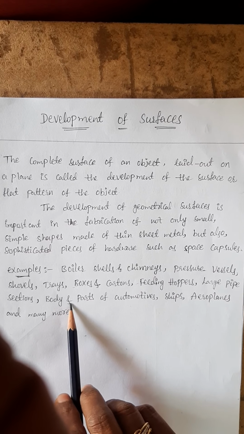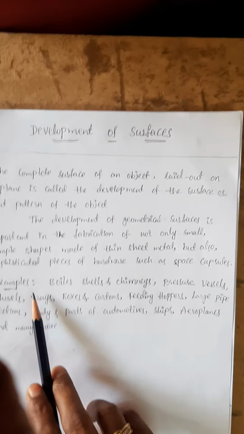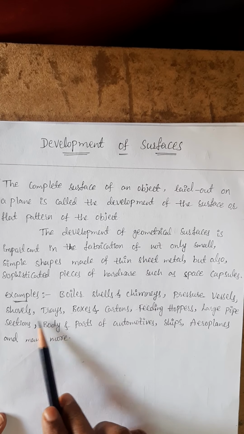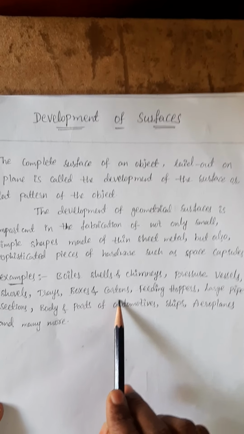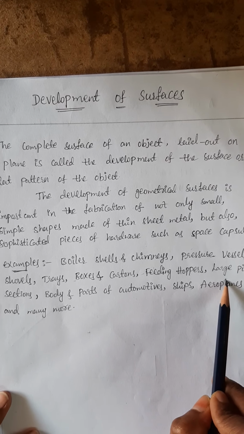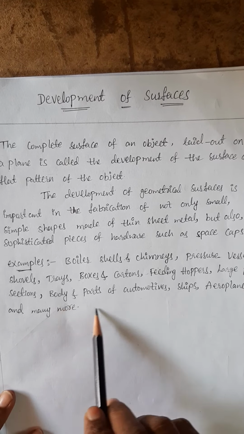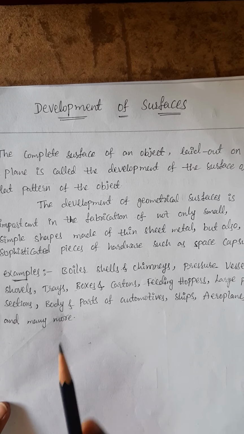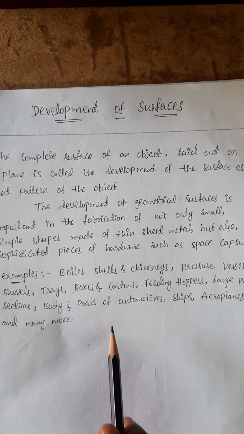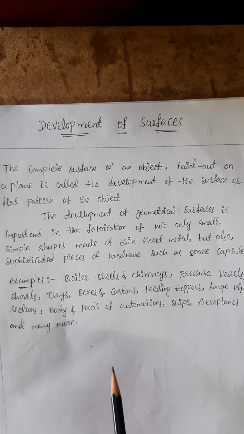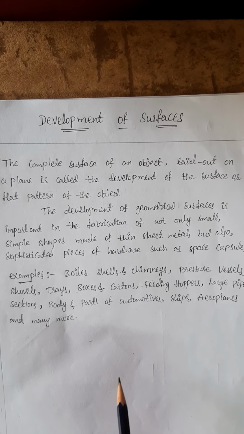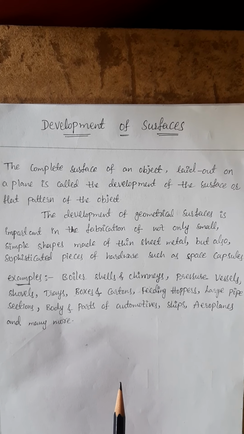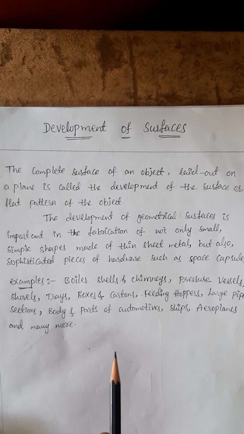What are the examples of this development of surfaces? Boiler shells, chimneys, pressure vessels, shovels, trays, boxes and cartons, feeding hoppers, large pipe sections, body parts of automotives, ships, aeroplanes, etc. What is the objective of this topic? To learn methods of development of surfaces of different solids, their sections and frustums.